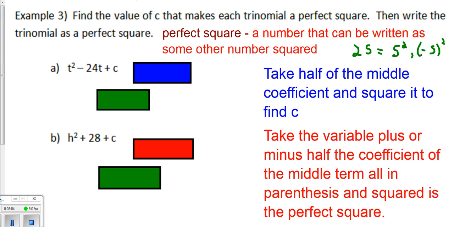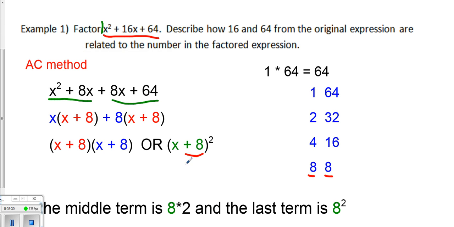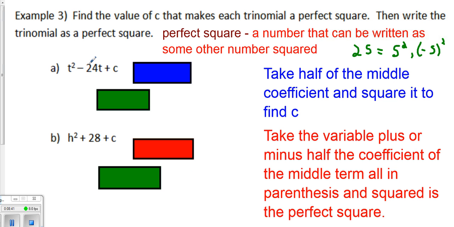Either one works. But 25 as a number, we call that a perfect square because it can be written as something else squared. So how can we make this expression into something where a binomial squared would make this expression here? Well, first off, to find that value of c, we take half of the middle coefficient and square it to find c. Because remember, going back to this first one, where did this 8 come from? Well, it comes from half of this 16. Where does this 64 come from? It comes from this 8 squared. So back to this one, we would take half of this middle number, square it, and that would be c.